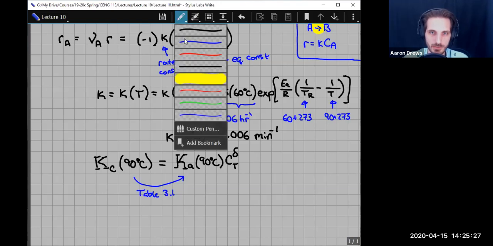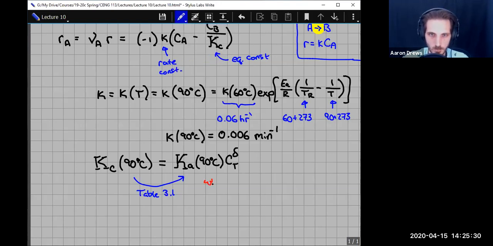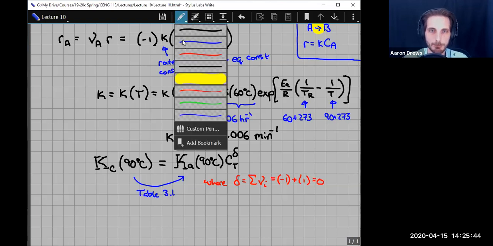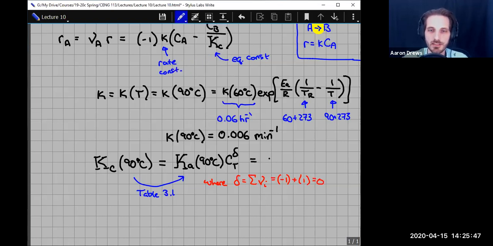The delta term that's up here in the numerator is just one of those things that you have to remember. It's just the sum of the stoichiometric coefficients, which in our case is -1 plus 1, which is 0. And so the Kc at 90 degrees C just happens to be equal to Ka at 90 degrees C. So the way to go about getting K sub A at 90 degrees C is to do exactly what we've done in the last few homeworks, which is use the shortcut Ka equation.